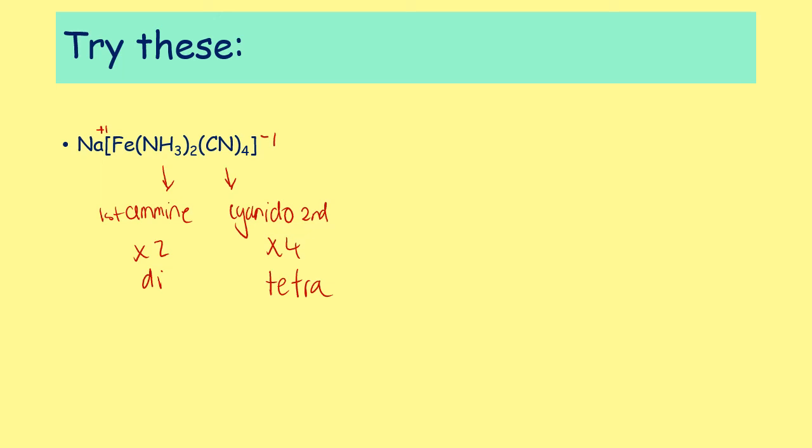The charge is -1, so that means our iron needs to change its name. Our iron needs to change its name to ferrate. And then we can work out our oxidation state. So our iron plus ammonia is neutral, so +0. Cyanide is a -1, and we've got 4 of them, so -4 equals -1, the overall charge, which means that iron equals +3.